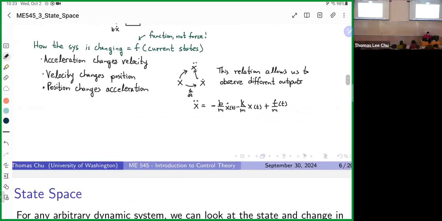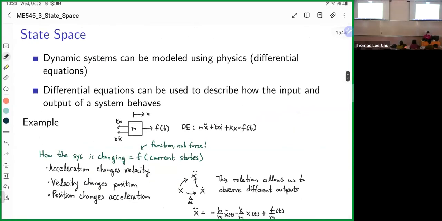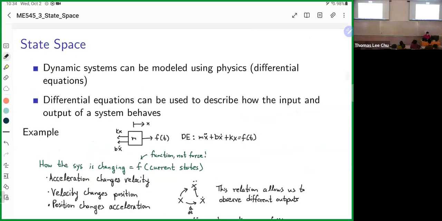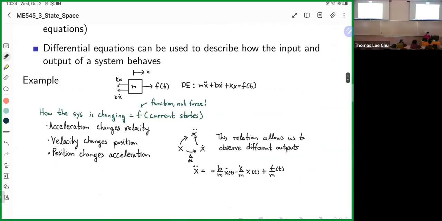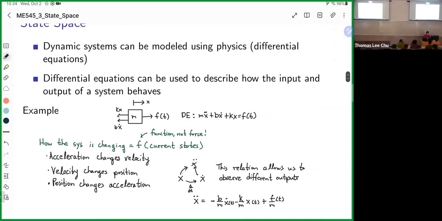Okay, so today we're on state space. This is chapter 3. We're going to be pretty much covering all of chapter 3 and the tail end of chapter 4, and then hopefully tomorrow we can start chapter 4, which is going to be on poles and zeros in first order and second order systems. Yesterday we talked about dynamic systems, and we model them using physics via free body diagram, and then we can formulate our differential equations.